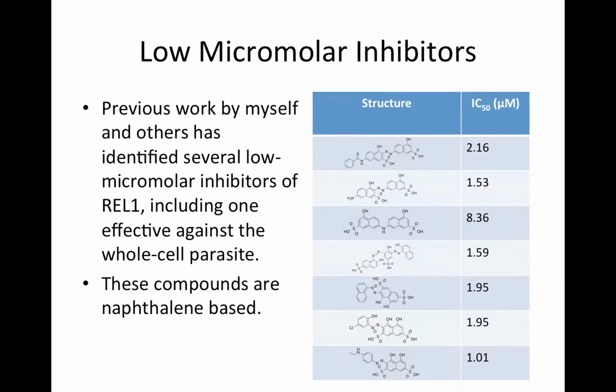Several previous studies, conducted by myself and others, have identified REL1 inhibitors that are effective in the low micromolar range. One of these compounds was even effective against the whole cell parasite, suggesting it was able to successfully cross the parasitic cell membrane in order to reach the intracellular REL1 target. Interestingly, all of these known inhibitors have a central naphthalene core, a flat substructure that may mimic the adenine ring of the endogenous ATP substrate.